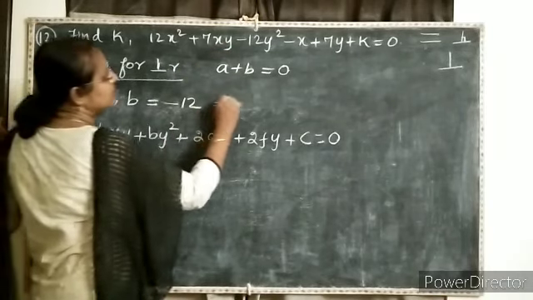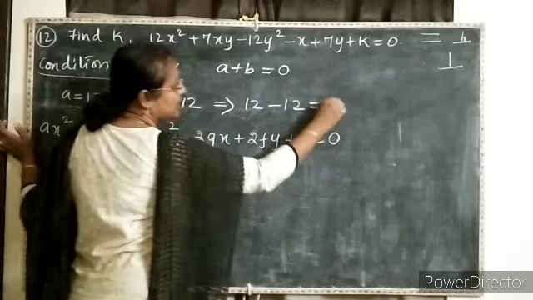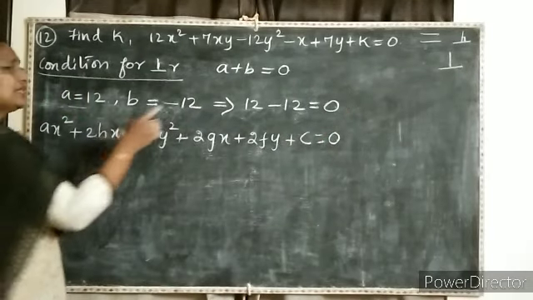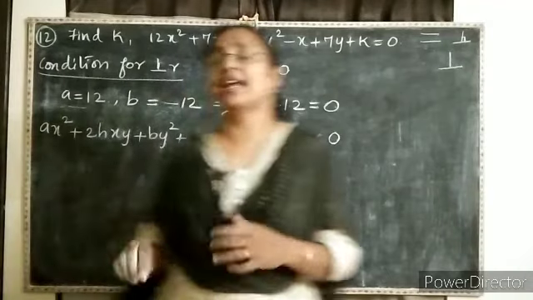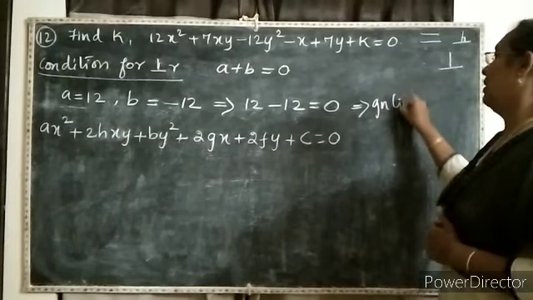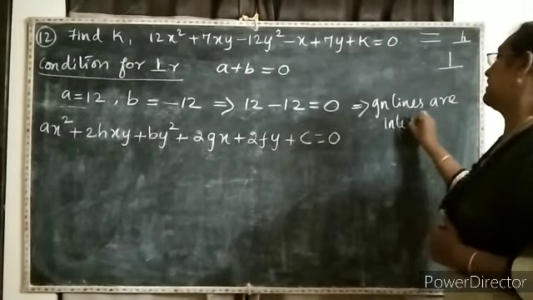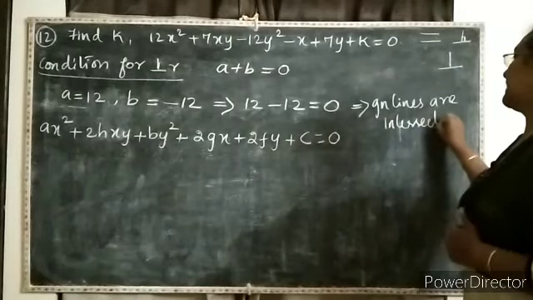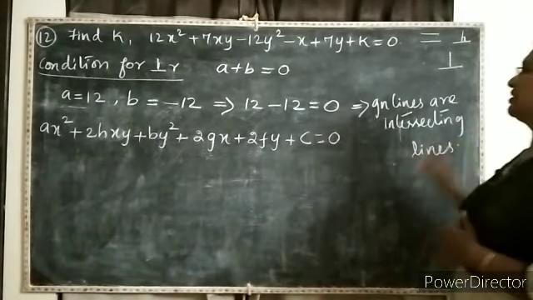So now this implies 12 minus 12 will be equal to what? 0, isn't it? So now since A plus B is equal to 0, what can I conclude? I can conclude, this implies the given lines are intersecting lines. In general, I can say it as intersecting lines. Okay. So now the first part of the solution is over.